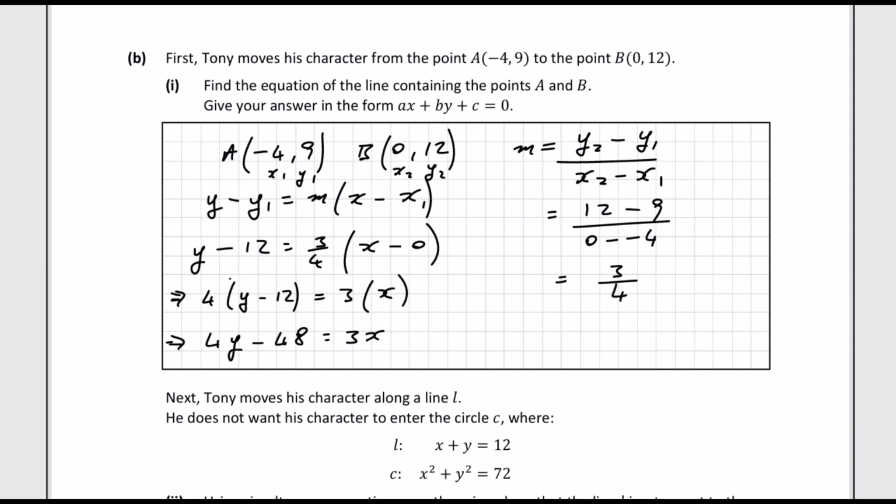We need it in the form ax plus by plus c equal to 0. So bring everything over to the right hand side. And then I'm just going to flip everything around. Just going to put the x first, 3x. I'm going to bring the 4y over, so it's going to be minus 4y. I'm going to bring the minus 48 over. I'm going to add 48 to both sides. So that will just be plus 48, and then that's equal to 0. So this here is my answer.